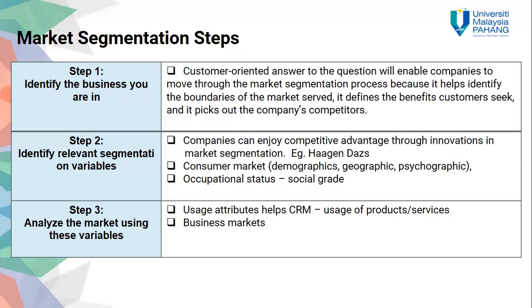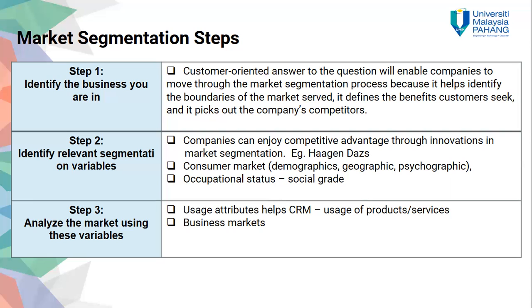And then occupational status, the social grade. We are also looking at the income, or maybe the position of your customer. And then in step 3, analyze the market using this variable.